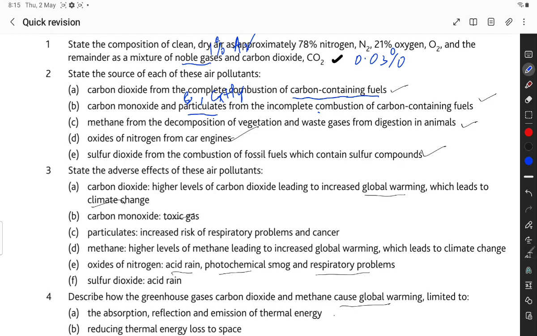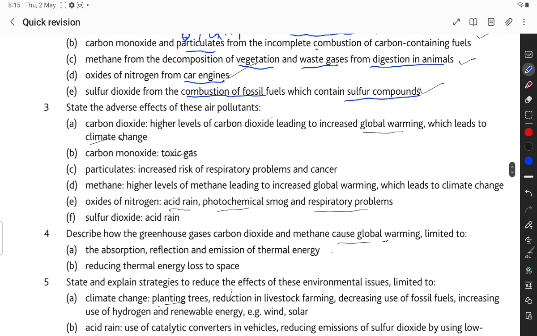Combustion of carbon-containing fuels also produces methane, which comes from the decomposition of vegetation and waste gases from digestion in animals. Oxides of nitrogen come from car engines, and sulfur dioxide comes from combustion of fossil fuels which contain sulfur compounds. These are the sources of these pollutants.